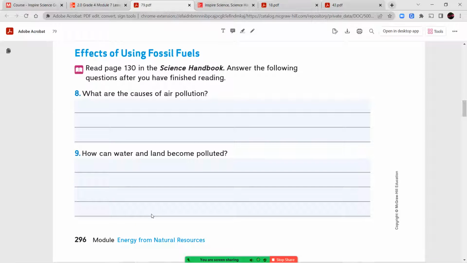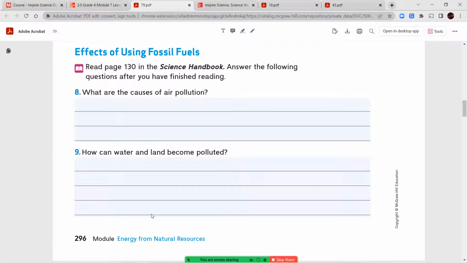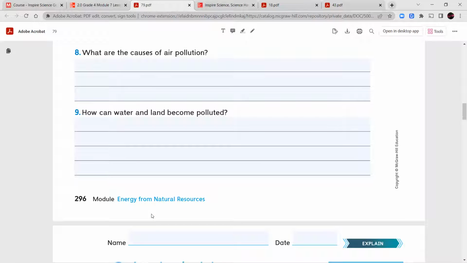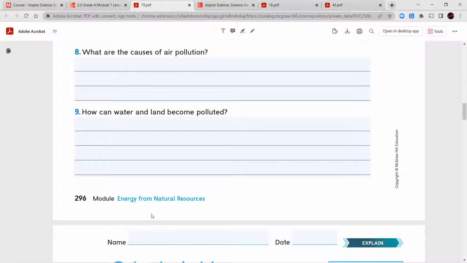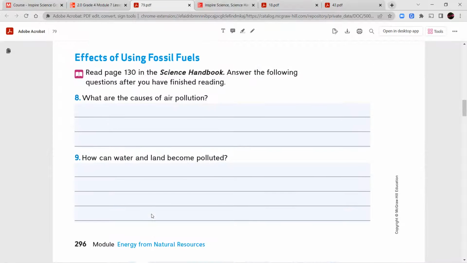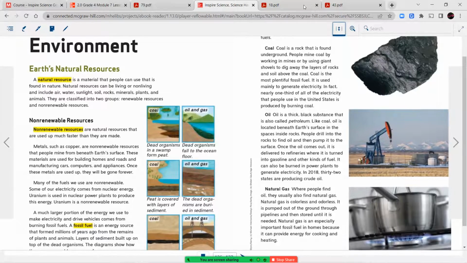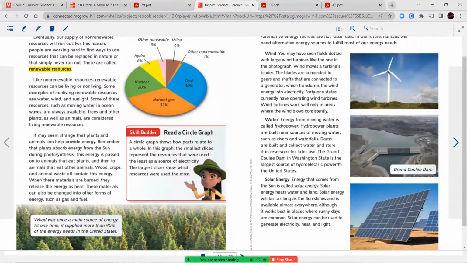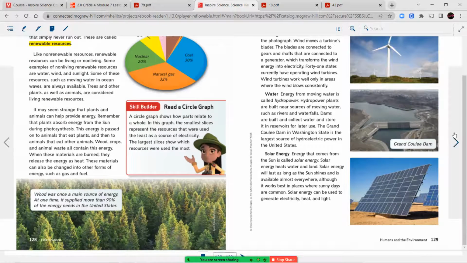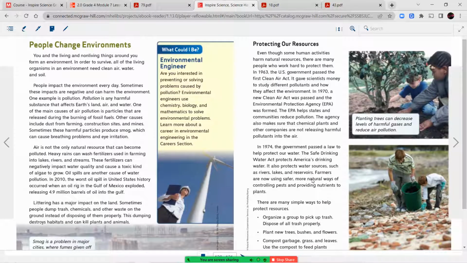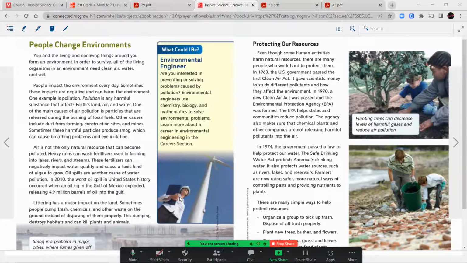Next, we're going to take a look at page 130 and answer questions 8 and 9. Number 8 says, what are the causes of air pollution? And number 9 says, how can water and land become polluted? Let's go ahead and skip over to page 130. And we're going to begin reading where it says, people change the environment.